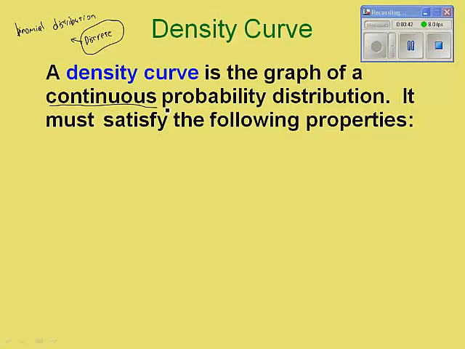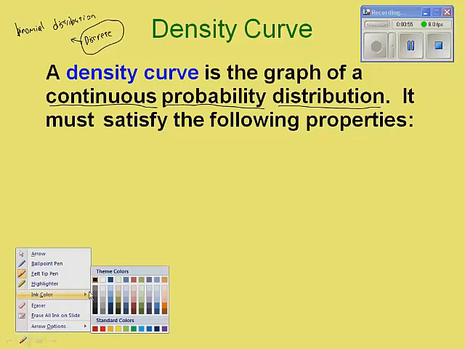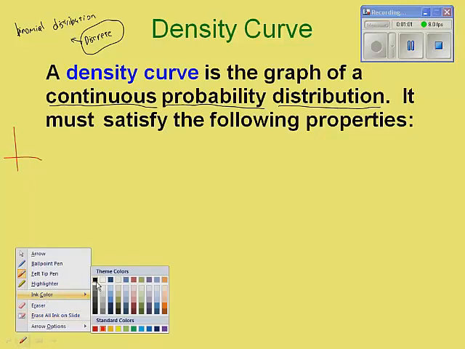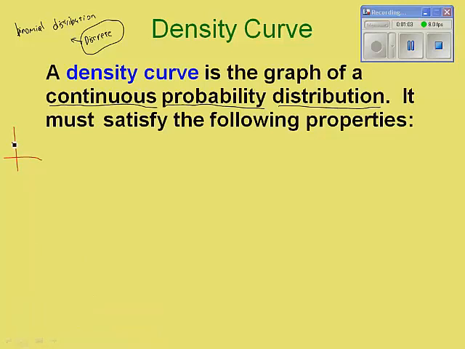To be a continuous probability distribution, I need to have a curve that satisfies the following properties. Oh, and by the way, do you guys know what I mean by a curve? Well, it means that we're going to have a graph, and we're going to have some kind of curve on top of the graph. And so your algebra skills are going to come back here. You have to understand some stuff.